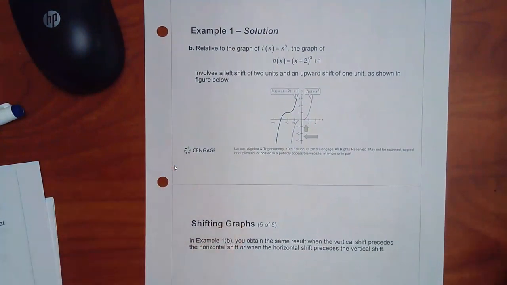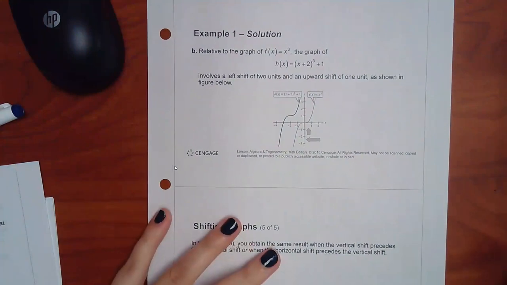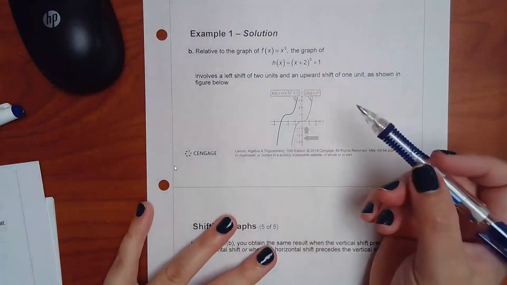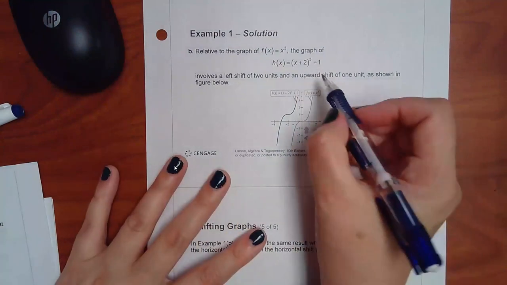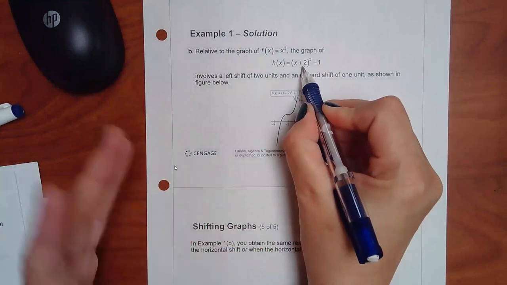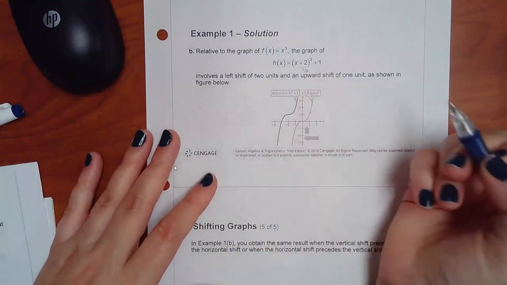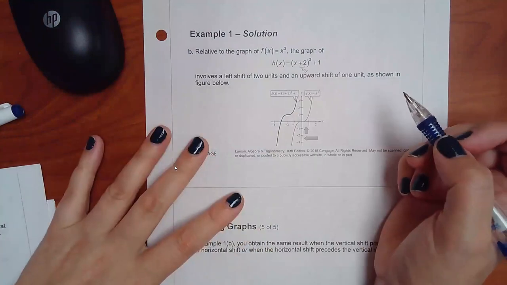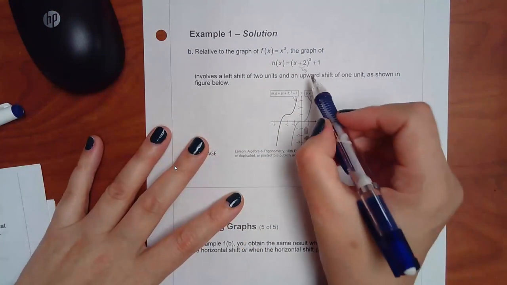Okay. So this one was the one that the paragraph was referring to, and it had 1B. Notice that this time there are two things happening, right? You're adding numbers, but in two different places. So here I'm adding the two on the inside, which means it's going to go left or right when it's on the inside. And because it's plus, which one is it? It's to the left.